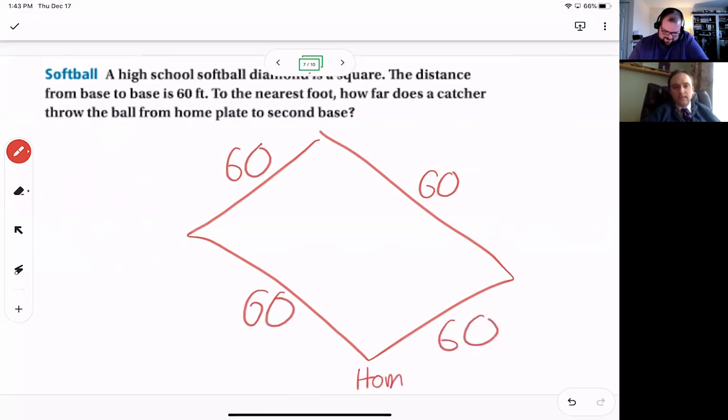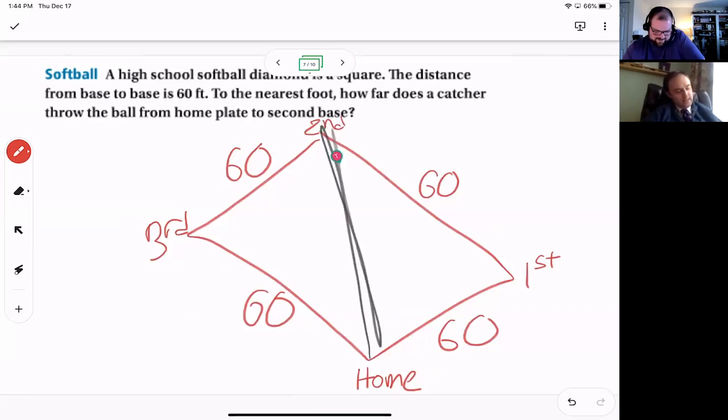So that's like that vertical distance, which we're pretending is a square. That was a terrible square, Mr. Carlson. But it's a diamond square. So there's some content knowledge you have to have here, like what a softball diamond is. But it's a square like this, where you have first, second, third, and then home base. And this is the distance they're talking about. They're talking about throwing a ball that distance.